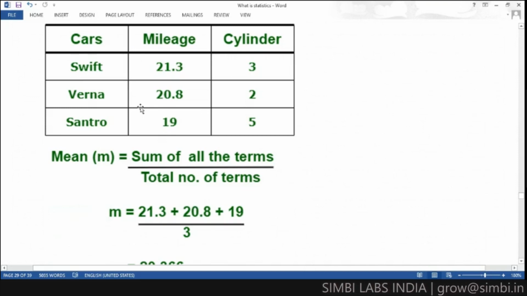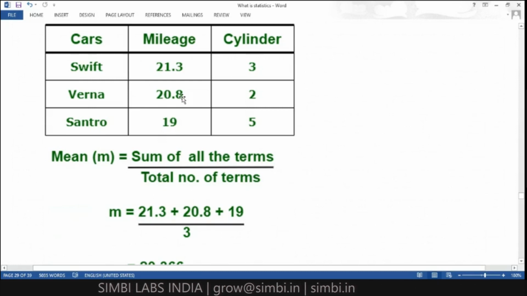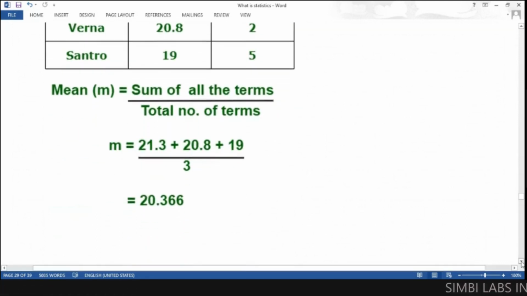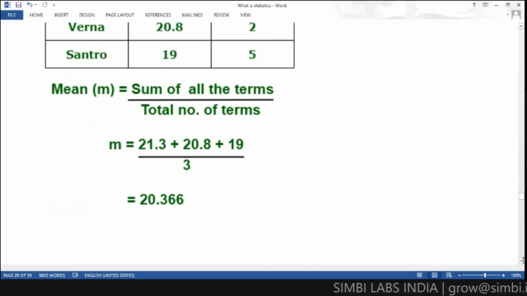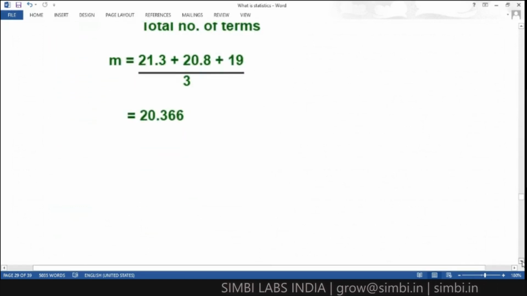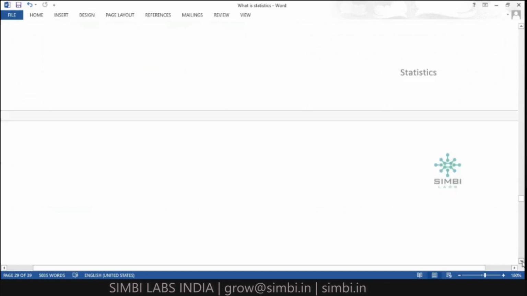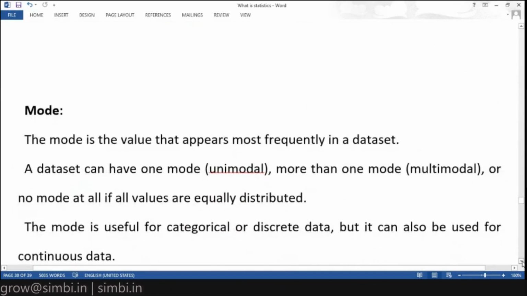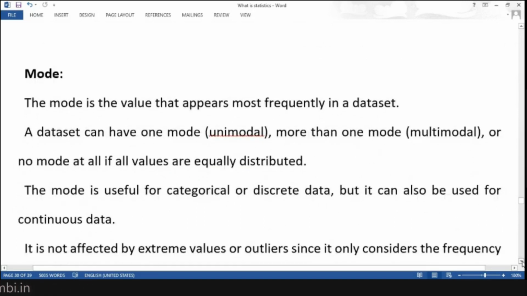So the mean value of the car mileage is equal to the sum of all the terms, 21.3, 20.8 plus 19, divided by 1, 2, 3. So we got the mean value of the car mileage, 20.36. So like that, we can use this mean formula in the central tendency of statistics. And the next topic, average calculation, that is mode.